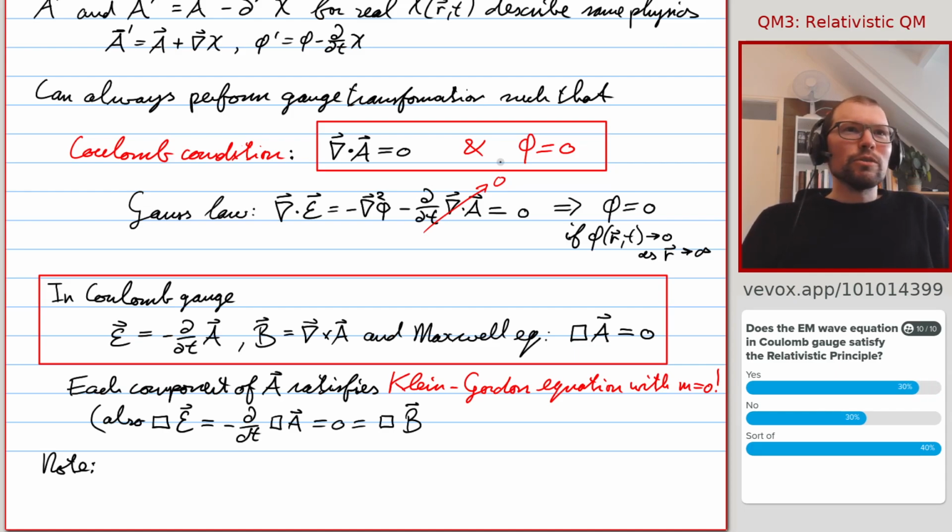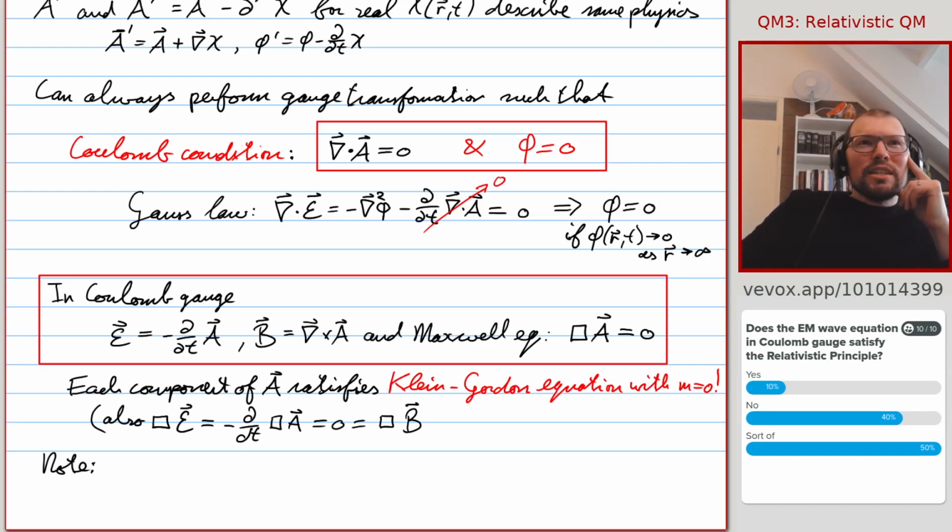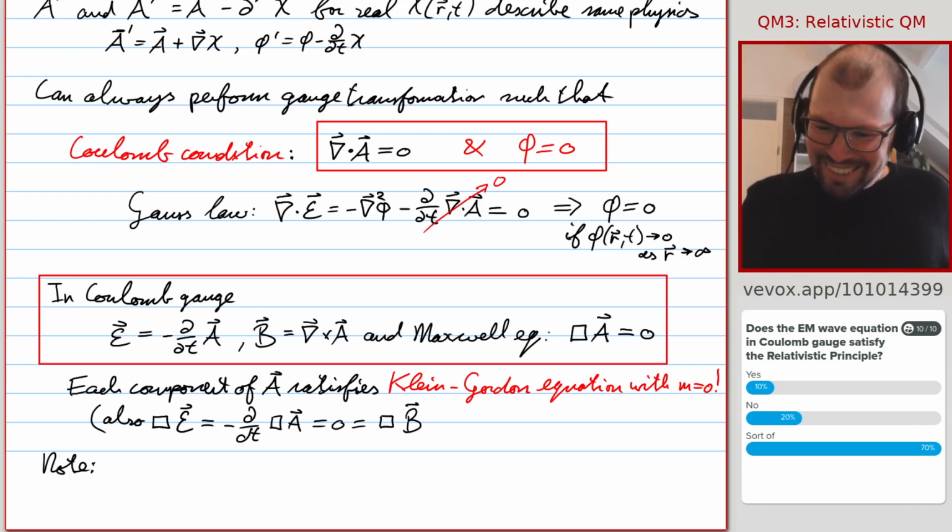But of course, the answer could also be sort of, because how do I define the relativistic principle? It was saying that the physics is the same in each frame. If I transform my solution in this gauge to your frame, you can still do a gauge transformation on this solution to bring it back to the same gauge again. So it really describes the same physics. So I would say the correct answers are no or sort of. Very good.